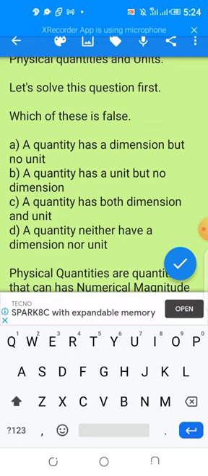Which of these is false? A, a quantity has a dimension but no unit. B, a quantity has a unit but no dimension. C, a quantity has both dimension and unit. D, a quantity has neither a dimension nor a unit.